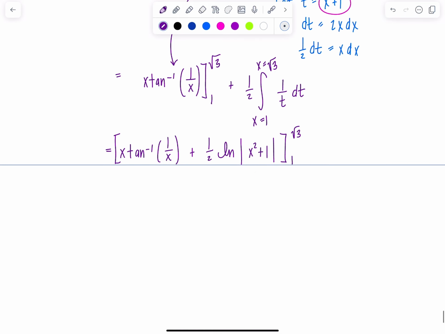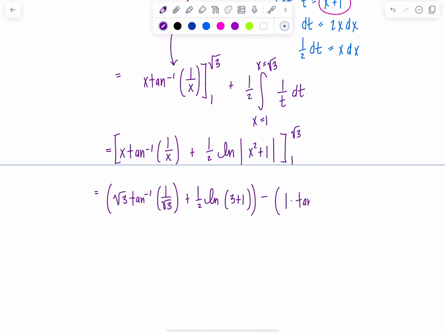Now let's plug everything in. If you forgot some trig or you forgot log properties, this might be a little challenging, but it's okay. Let's work through it. So first, I'm substituting rad 3 in for all my x's. That's going to be rad 3 tan inverse 1 over rad 3 plus 1/2 ln rad 3 squared. That's just going to be 3 plus 1. I don't need absolute value. It's not negative anymore. It never was, actually. Now let's plug in 1. 1 times tan inverse of 1 over 1 plus 1/2 ln absolute value of 2, which is just 2.